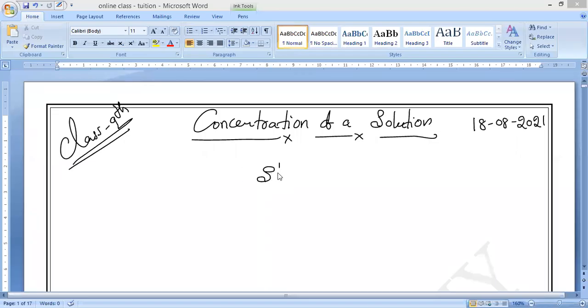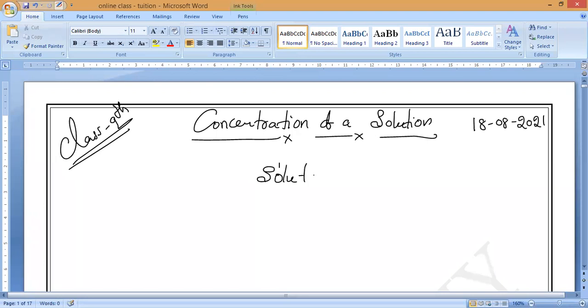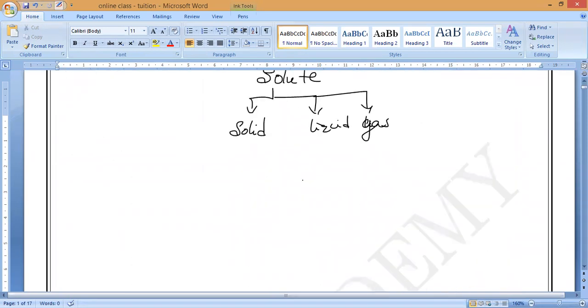As we know, solutes are of different types. A solute may be solid, liquid, or gaseous. So when a solid solute is dissolved in a liquid, we can use the mass percentage of solute in the given solution.